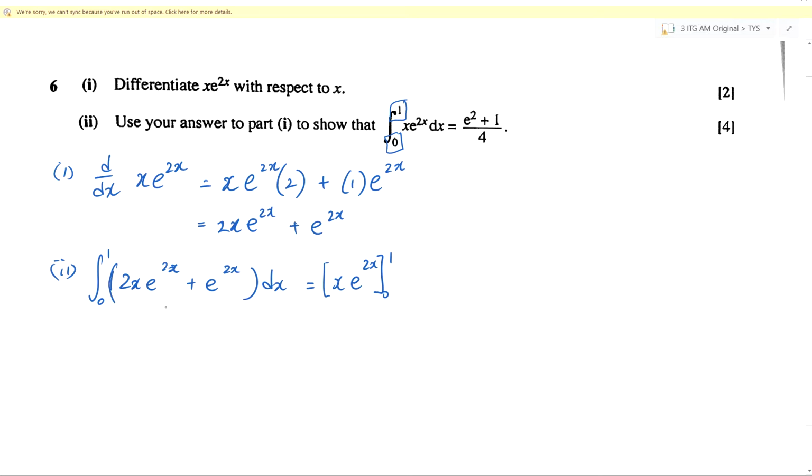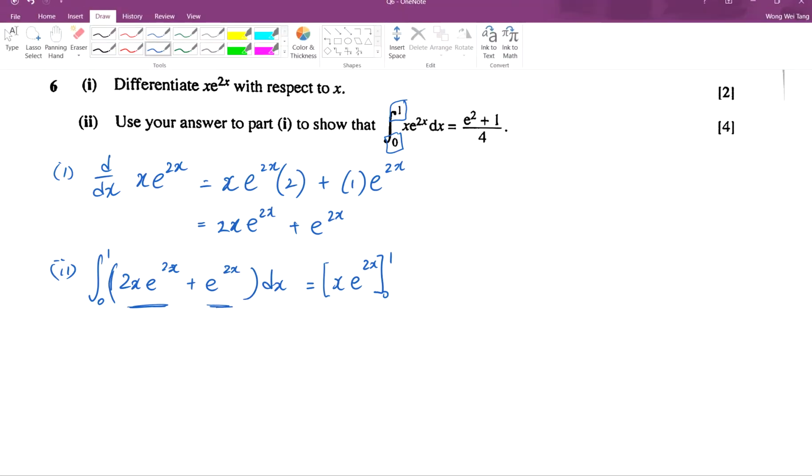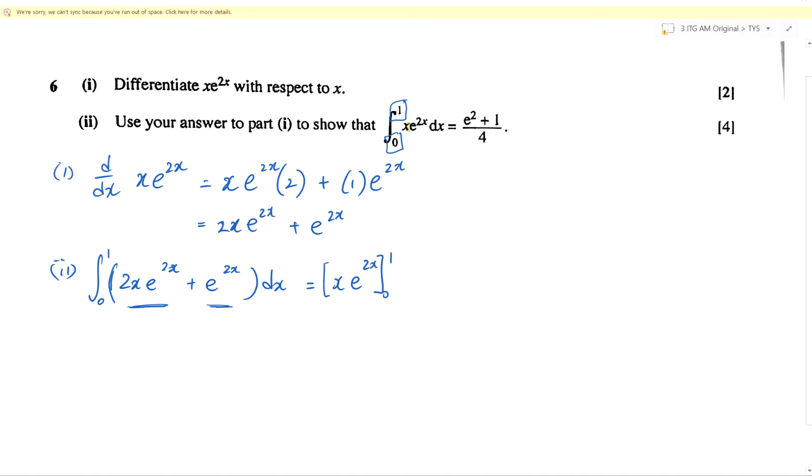Which term are you actually interested in? The first one or the second term? First term, right? Look closely at what part 2 wants. Integrate x e^2x. I see an x e^2x over here. If only there's a way to isolate just this part. Actually, can we do that? How do we do that?